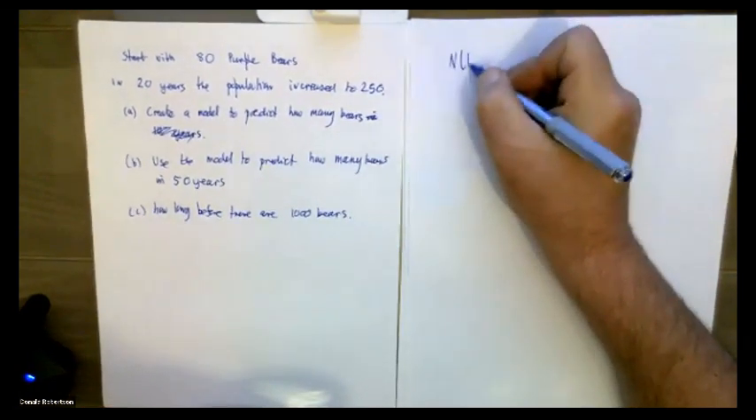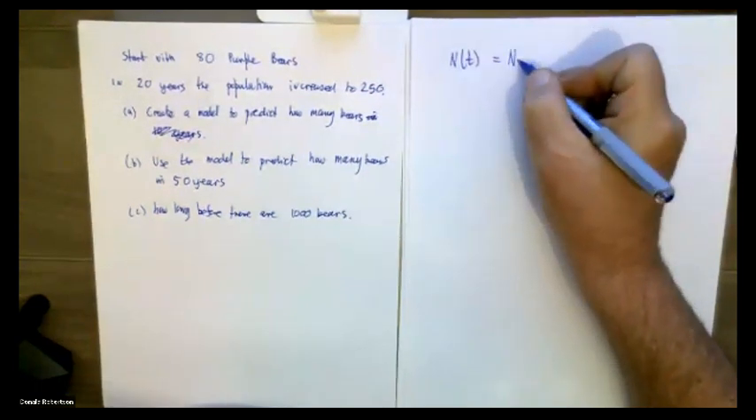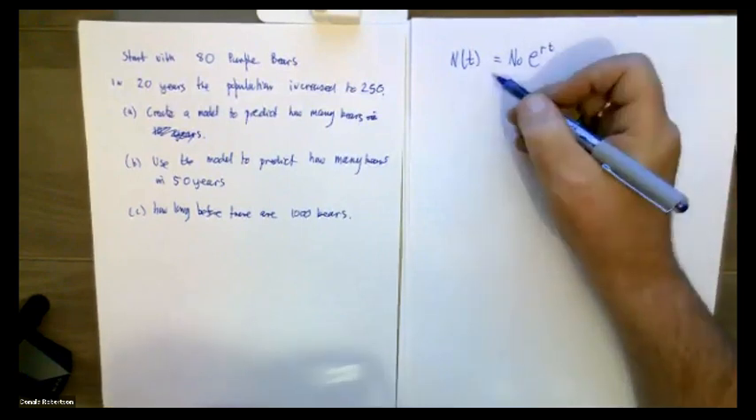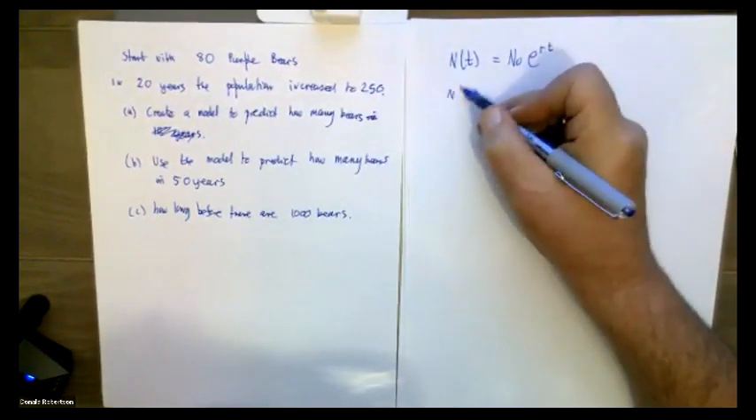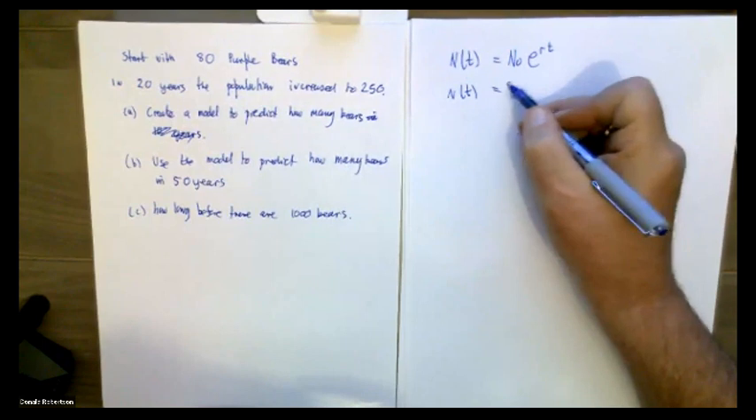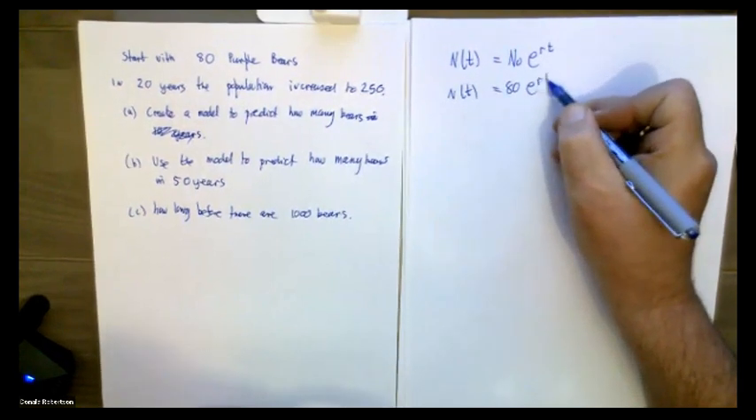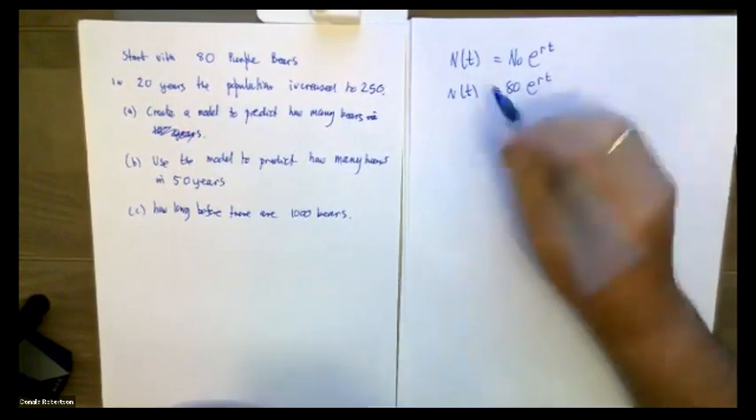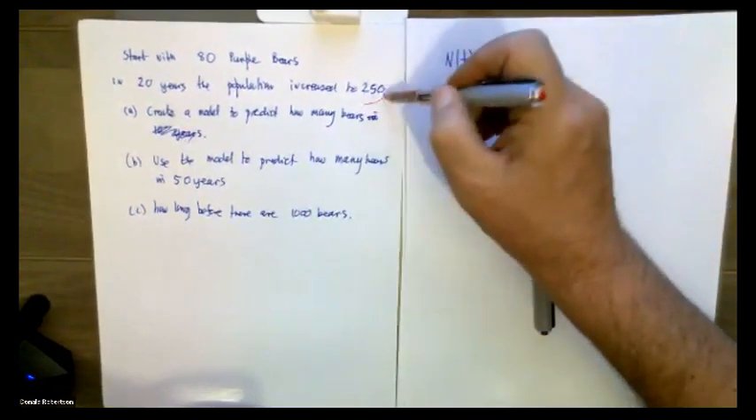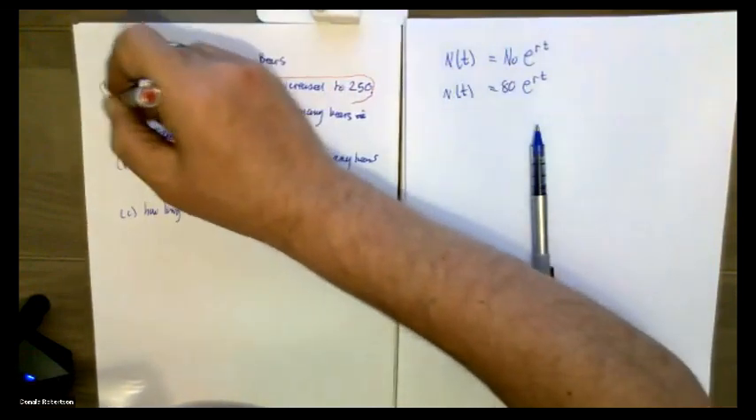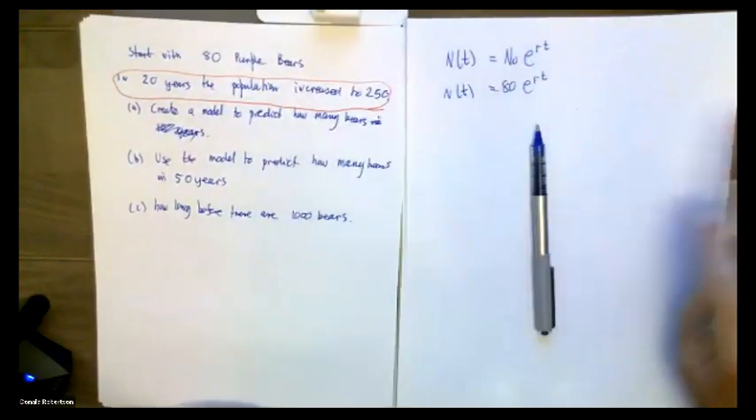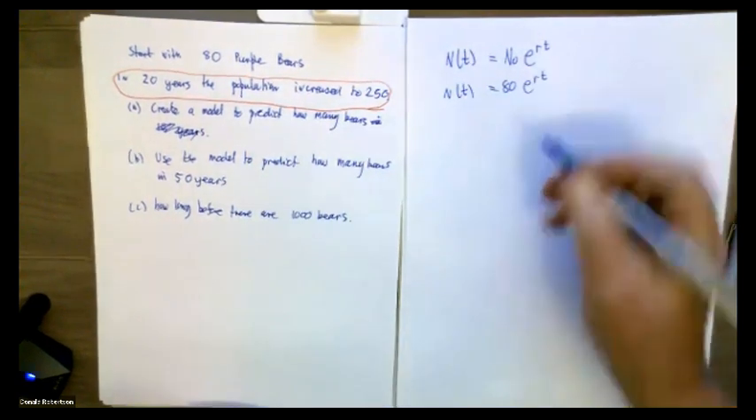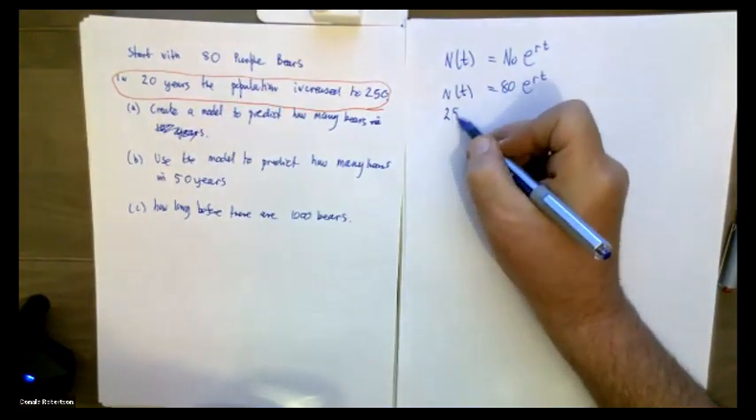So the generic formula is N naught e to the rT, which is fine. What do we know? Well, you know that you're going to start with 80 bears. But what is missing from this question is the relative growth rate. They didn't tell me that the bears grow at 2% a year or anything else. They told me that in 20 years, the population had increased to 250. So I can put 250 here.